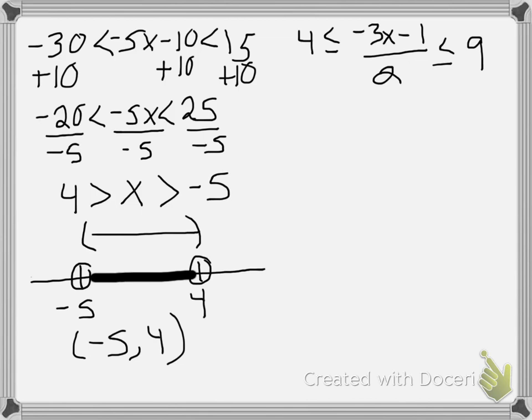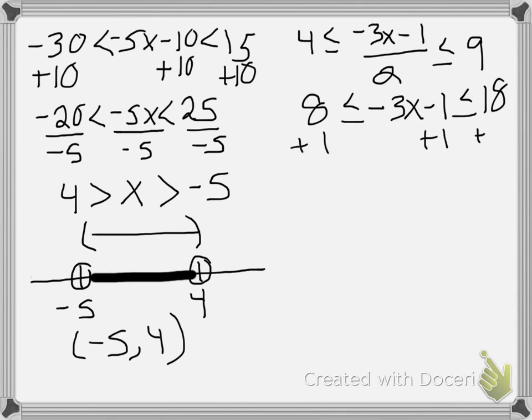4 times 2 is 8. If I multiply this whole thing by 2, I get my negative 3x minus 1. And if I multiply the right-hand side by 2, I get 18. Right? What's next? Adding 1. So I get 9 is less than or equal to negative 3x, which is less than or equal to 19. Now what? Well, now I divide by negative 3.